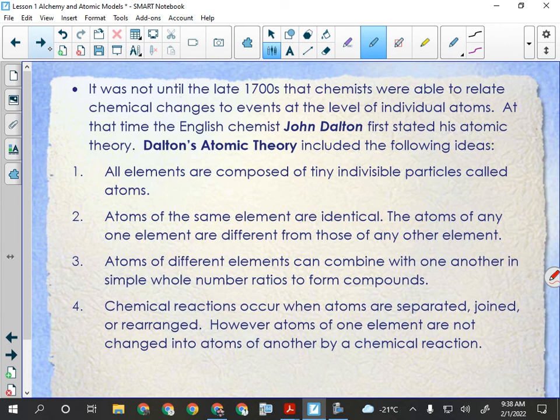He'd heard that back in ancient Greece there was this idea of an uncuttable particle, the smallest particle, called an atom. Atom in Greek, atomos, means uncuttable. It means you can't go any smaller. He had heard of this idea, and it fit with the observations that he was making. So he came up with the atomic theory, which is the basis for all modern chemistry.